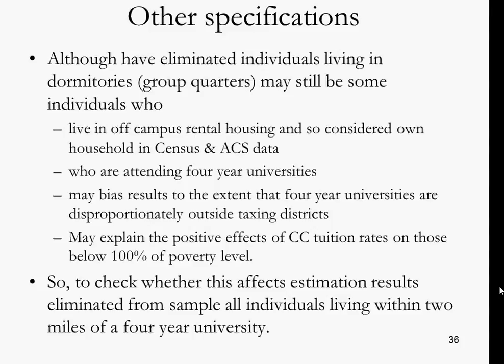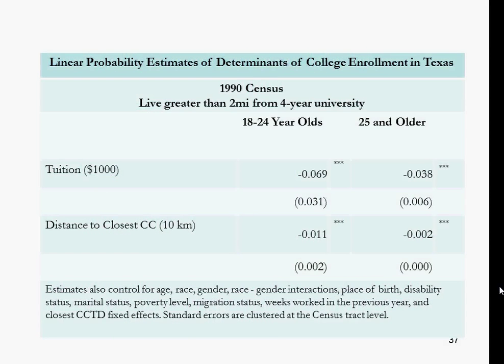So what we're doing here, these are the results now where we're restricting to people who live more than 2 miles from a four-year university. Again, now we're going back to tuition, not subsidy. So again, these are just tuition effects. Remember that these were not terribly significant when we had those people in, but now we're getting about a 6.9% decline for 18 to 24-year-olds, 3.8 percentage points for 25 and older.